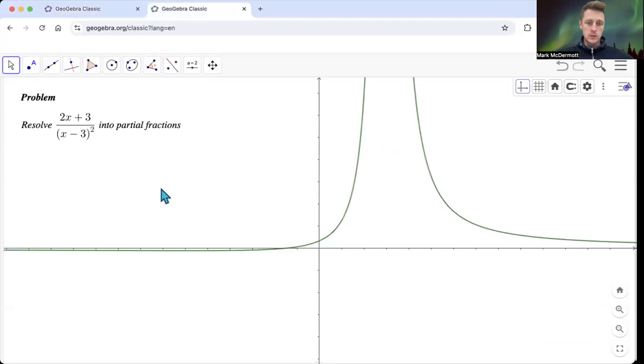If we go to here for a problem that you can try out, see if you can try this one out. This one will be a bit simpler than the previous one. So resolve (2x + 3) on (x - 3) squared into partial fractions. Just because I like to see the graph, here's what the graph looks like. Not that you need it to answer this question. This graph is very interesting though, just looking at it. This horizontal asymptote is different here than it is over here, as you can see. So interesting looking graph. All right, hopefully that explains repeated linear factors in partial fractions.